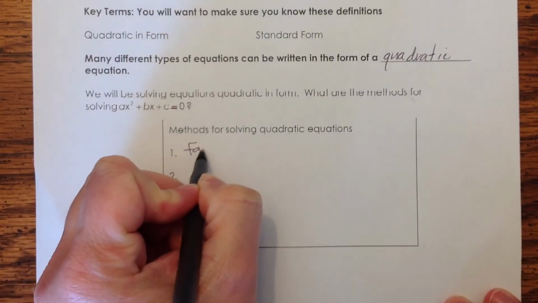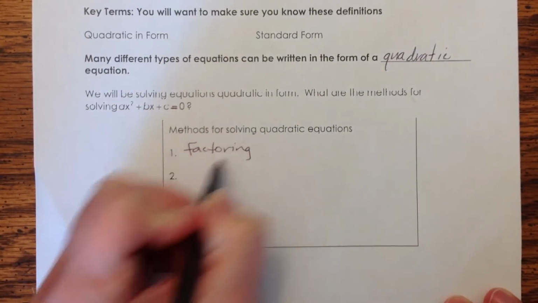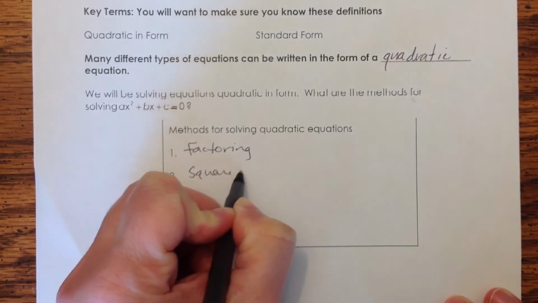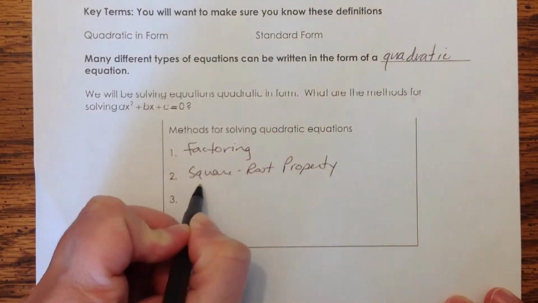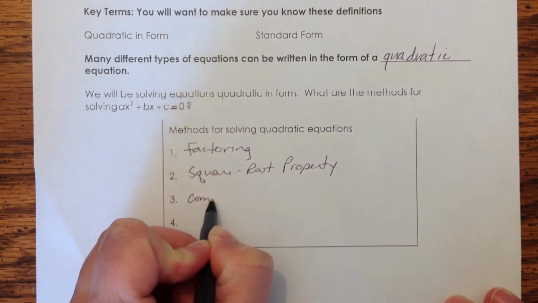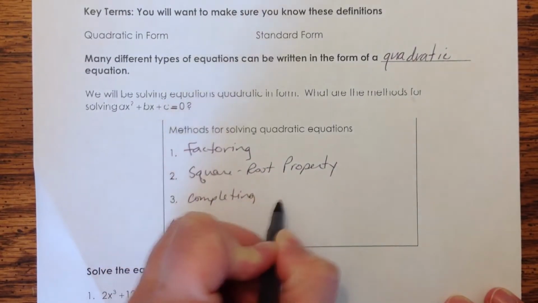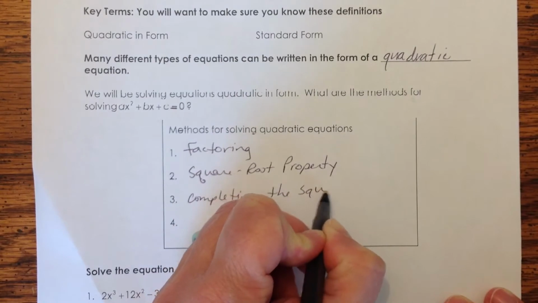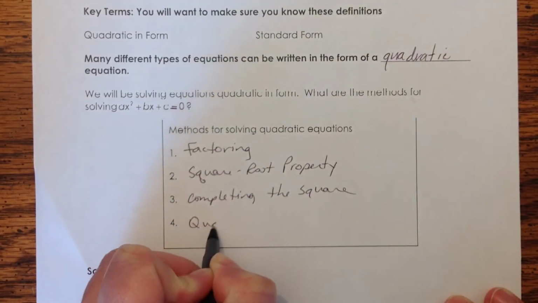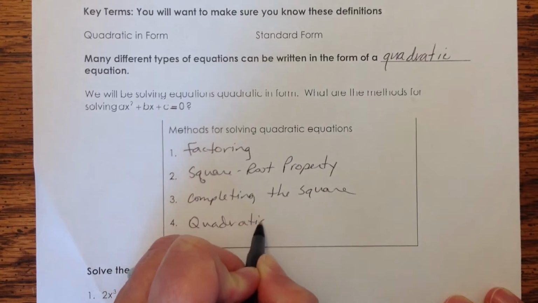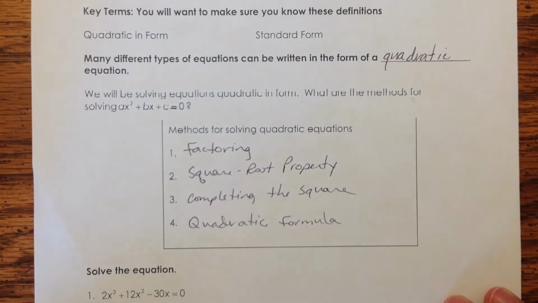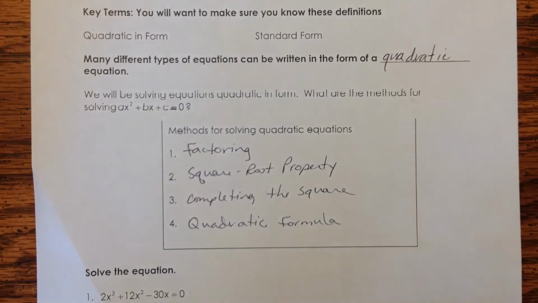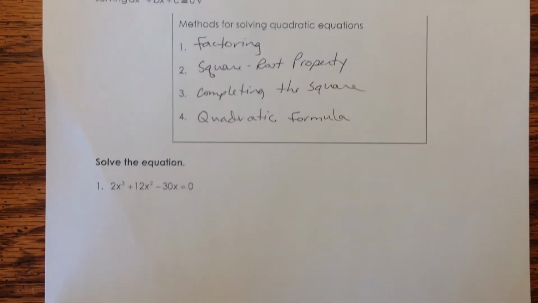Factoring, square root property, completing the square, and the quadratic formula. So pretty much these equations are going to end up needing one of those methods to finish them completely.